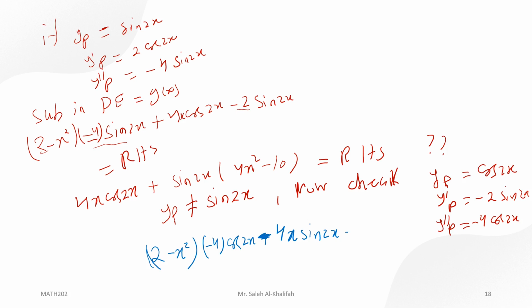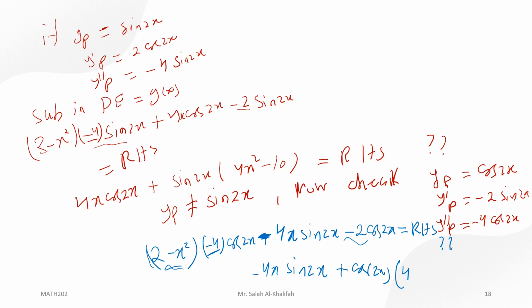Okay, minus 2y. What is minus 2y? Minus 2 cosine of 2x. Check if it's equal to right hand side or what. طيب الآن minus 4x sine of 2x. عندنا هنا plus cosine of 2x as a common factor. راح يبقى لنا ايش؟ minus 4 ضرب هذا كامل مع minus 2. راح يعطينا 4x سكوير وهنا عندنا minus 8 مع minus 2 راح يعطينا minus 10.